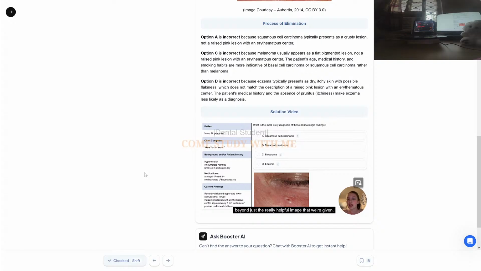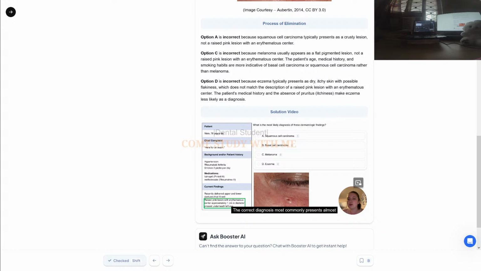Now, beyond just the really helpful image that we're given, we're given a lot of great information in the patient box to diagnose this dermatologic lesion. Honestly, the whole description of this lesion is useful. Its description of being raised, pink, having an erythematous center, its size, and its location underneath the left eye all help us make this diagnosis. So let's break it down a little bit.